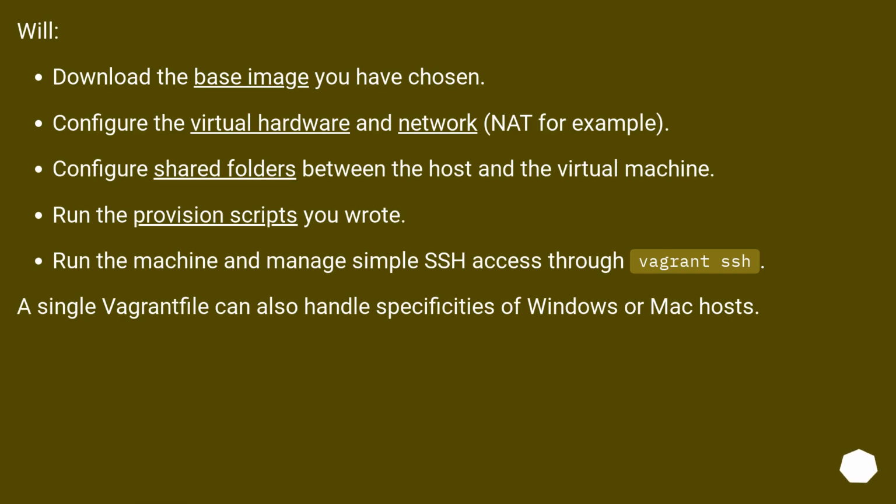Vagrant will download the base image you have chosen. Configure the virtual hardware and network, NAT for example. Configure shared folders between the host and the virtual machine. Run the provision scripts you wrote. Run the machine and manage simple SSH access through vagrant ssh. A single Vagrantfile can also handle specificities of Windows or Mac hosts.